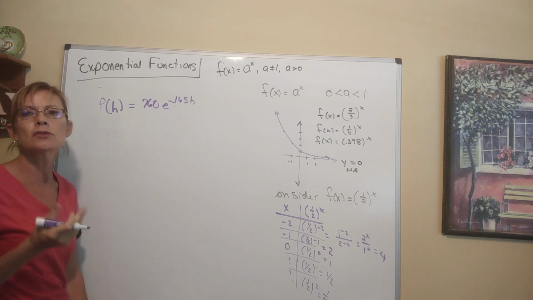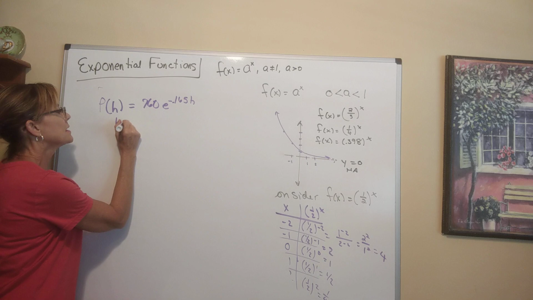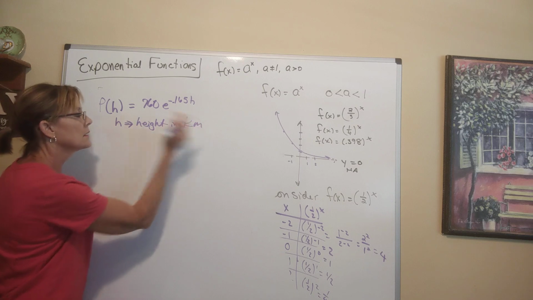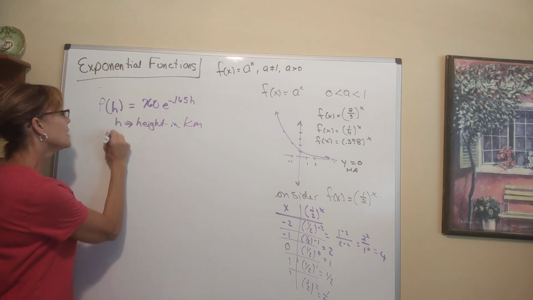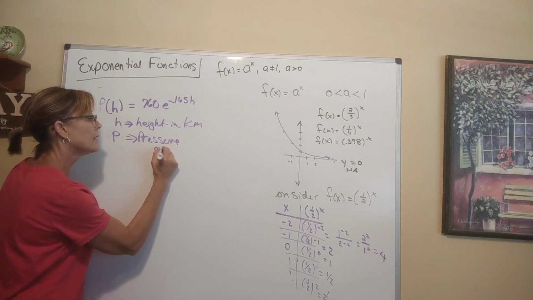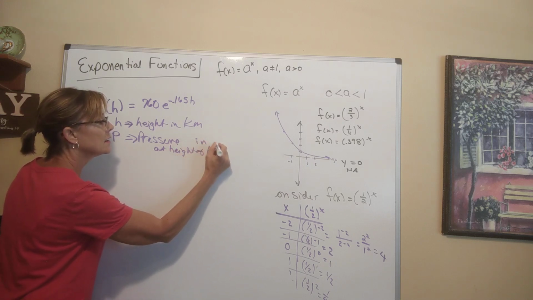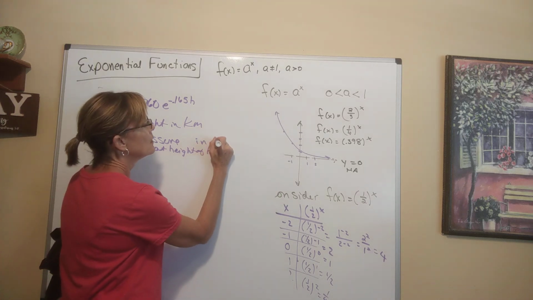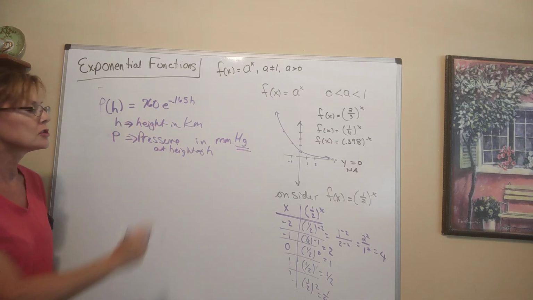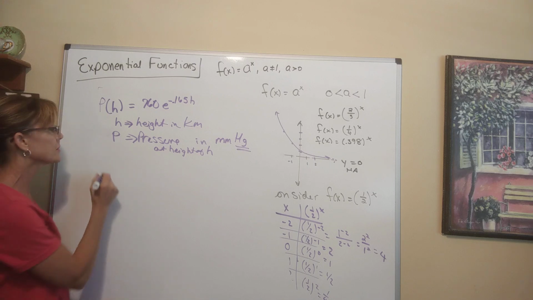It says find the atmospheric pressure at height of 2 kilometers and at a height of 10 kilometers. So I'm going to do the one for 2 kilometers, and you're going to do the one by yourself for 10 kilometers. So h represents the height in kilometers. P represents the pressure at a height of h in millimeters of mercury, and this is the symbol on the periodic table for mercury, or you could just write the word mercury.